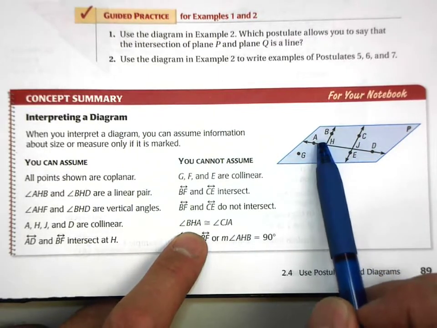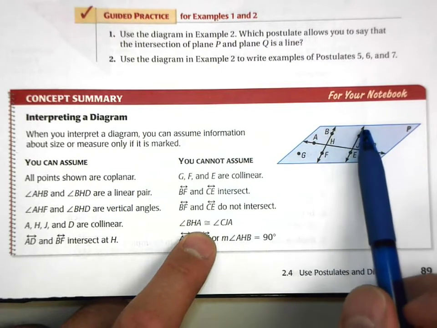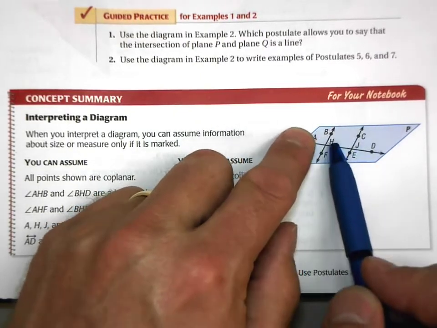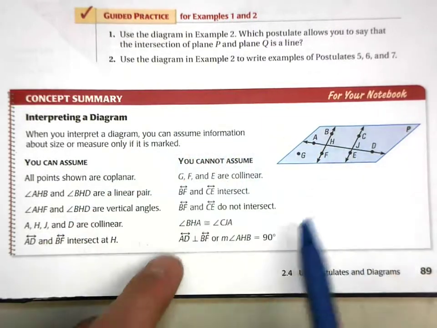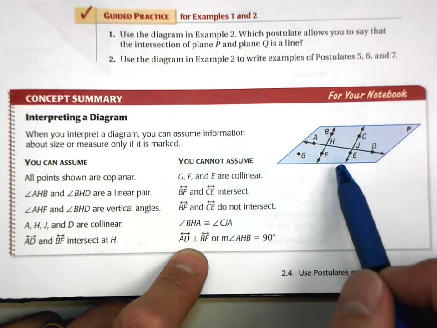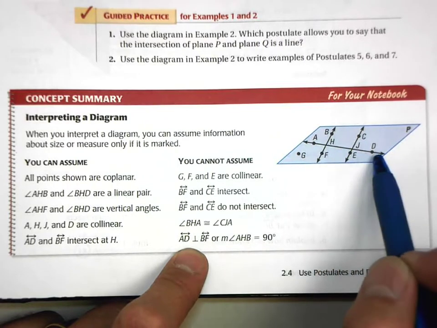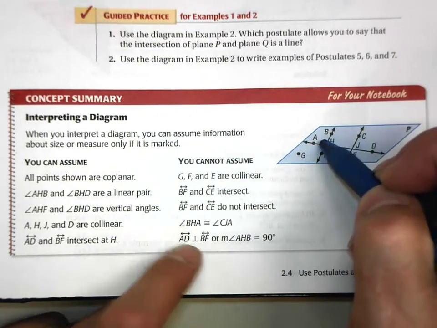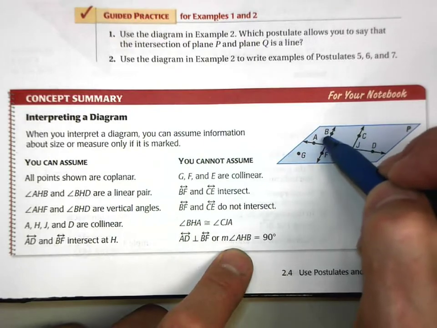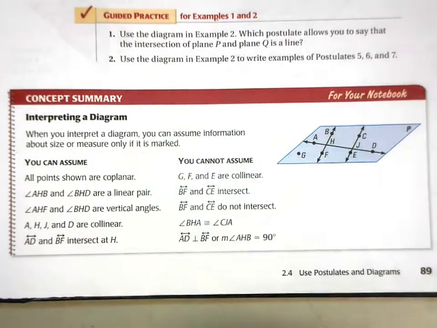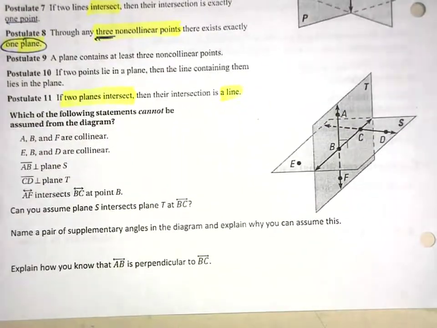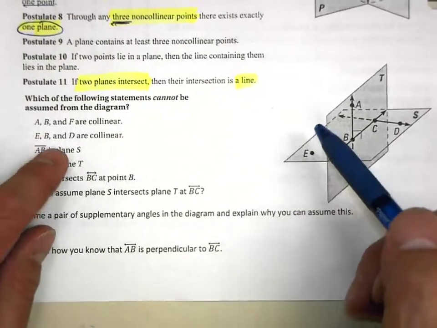Angle BHA and angle CJA. Okay, so I agree that these two angles look as if they are congruent, but we cannot assume that they are congruent. And also, I cannot assume that AD is perpendicular to BF. Tell the truth, I don't think they look like they are perpendicular, but I cannot assume that, and nor can I assume that this angle is 90 degrees. Okay, so even when it looks like it, do not trust your eyes. Remember, we are looking at reasoning. You need to prove that thing to me. Just don't tell me your conjecture, and especially not your opinion.